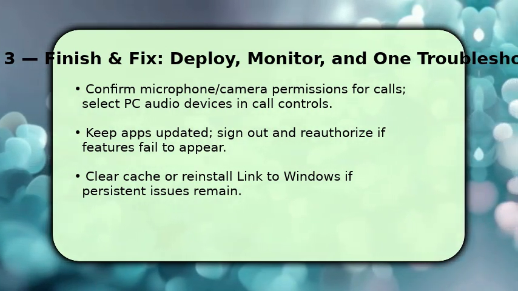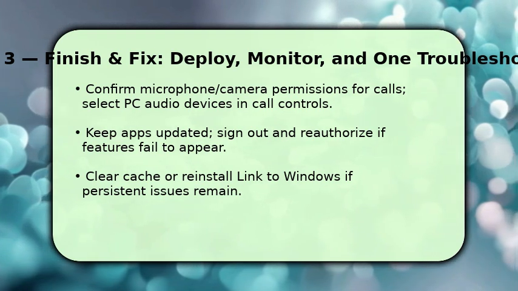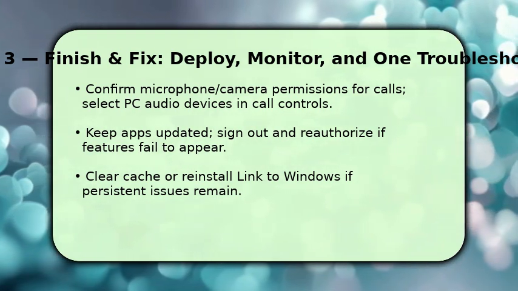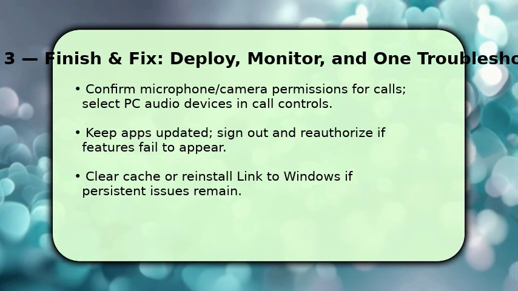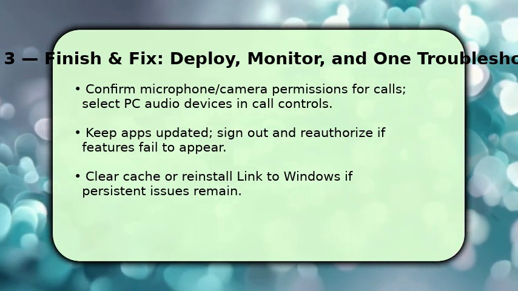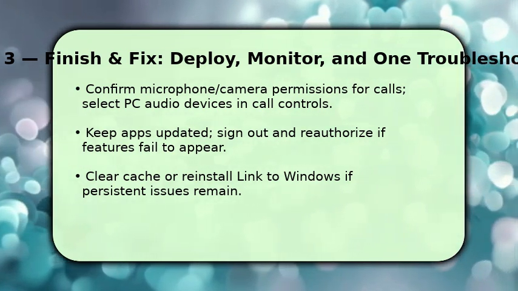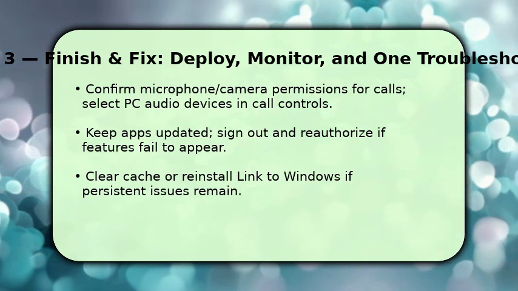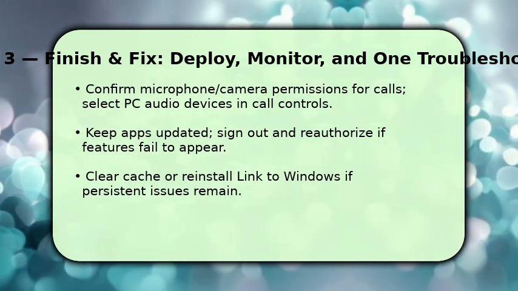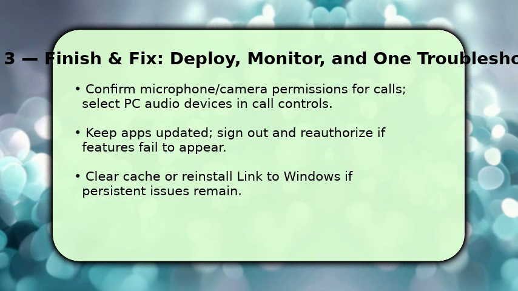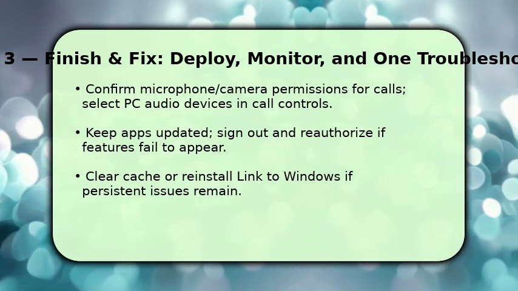If a feature disappears, make sure both apps are updated, then sign out and reauthorize the connection to refresh tokens. One key troubleshooting tip: if syncing still fails, clear the Link to Windows cache or reinstall the phone app. This resolves most persistent permission or pairing issues and gets you back to work quickly.